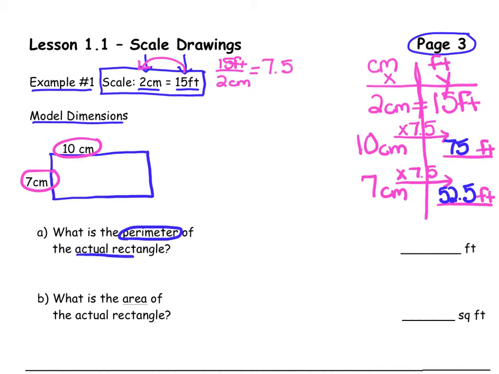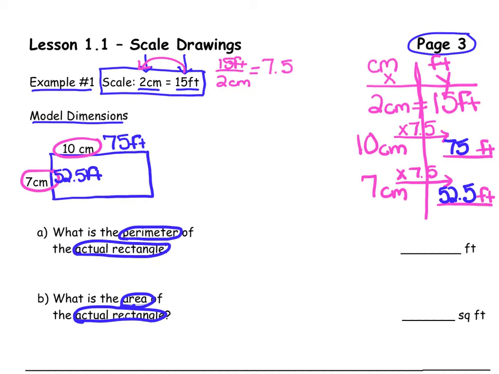Now that we've converted to feet, we're going to calculate the perimeter of the actual rectangle, and we're going to calculate the area of the actual rectangle. So we know that 10 centimeters is really 75 feet in the real world, and 7 centimeters is really 52.5 feet in the real world.